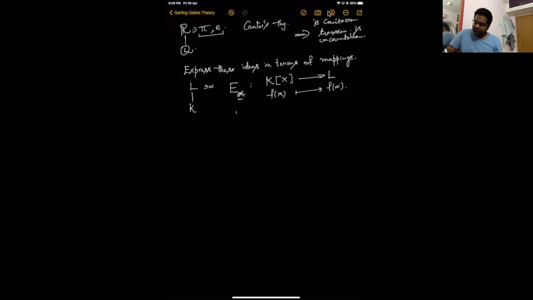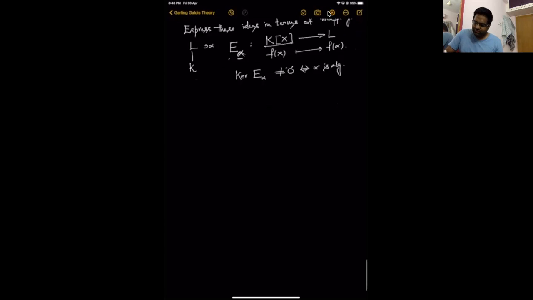So if the kernel of E alpha is non-trivial, so 0 always belongs to the kernel of E alpha. But apart from 0, if there are some non-zero polynomials, you say alpha is algebraic, because that's precisely what it means to say kernel of E alpha is non-zero. If kernel of E alpha is 0, then you say alpha is transcendental.